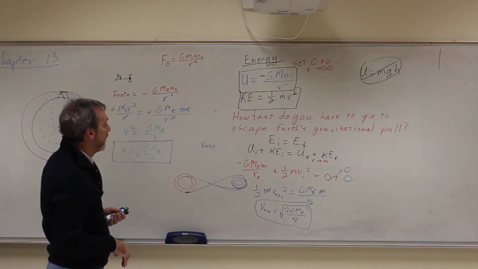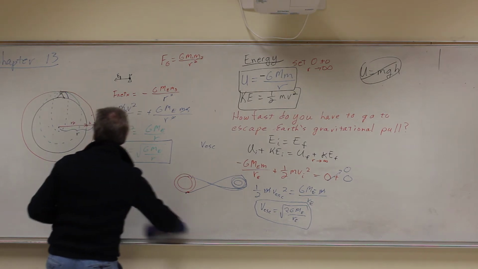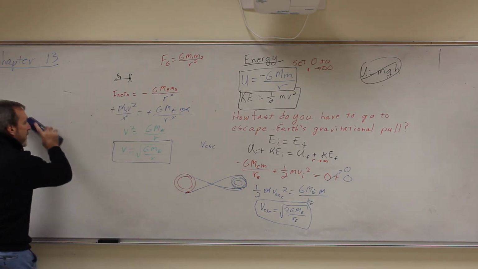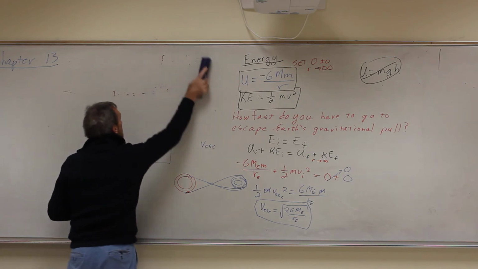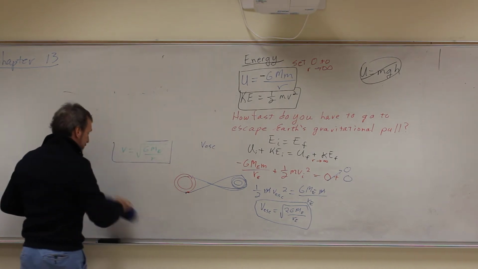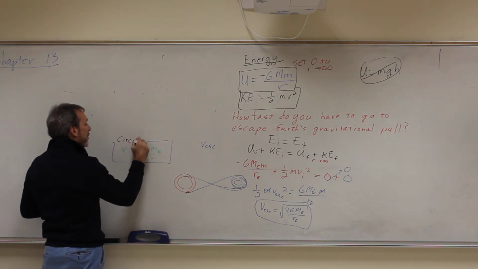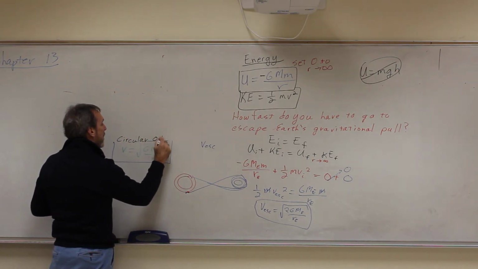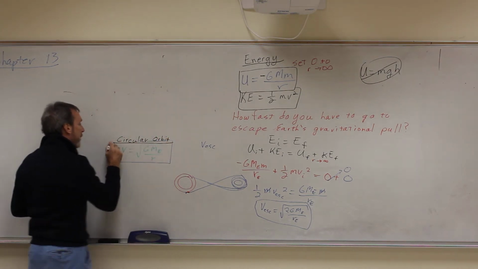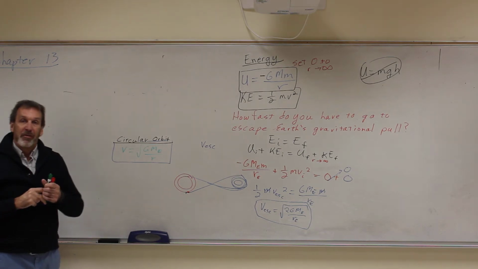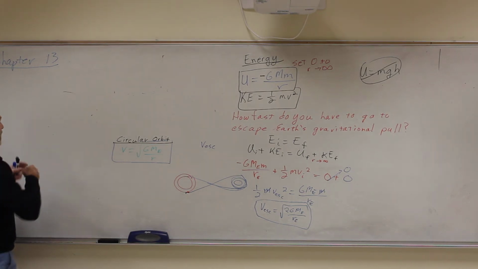Now, let's do, remember this one over here. Remember, this is the velocity for a circular orbit. So what's the total energy in a circular orbit?